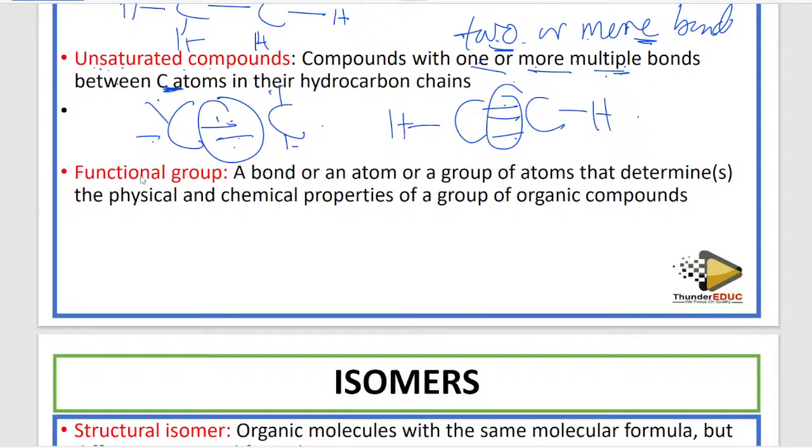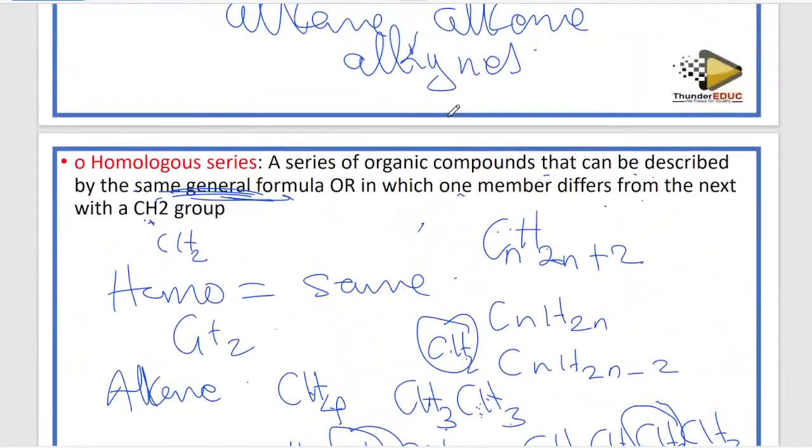Functional group. Guys, the words functional group and homologous series, you will find them together. A functional group could be a bond, like the single bond, double bond, triple bond. It could be an atom like fluorine, or a group of atoms, like OH. It could also be carbon.